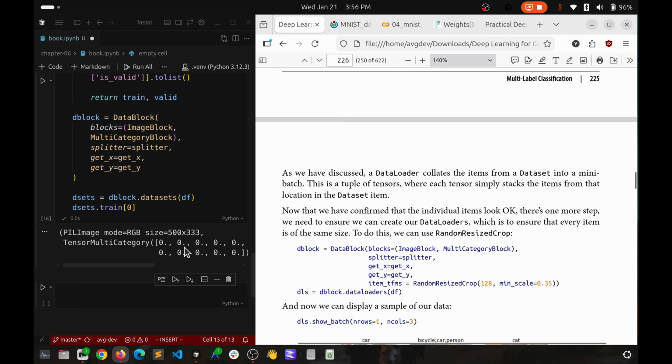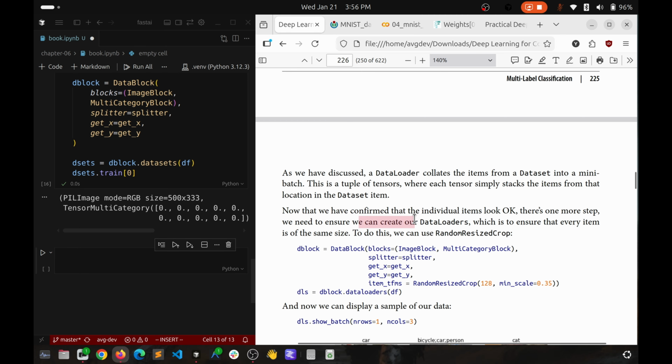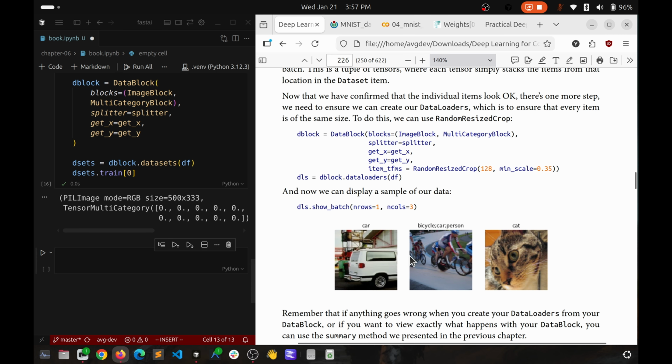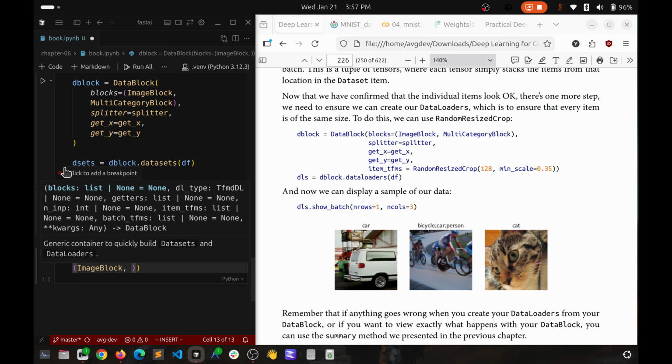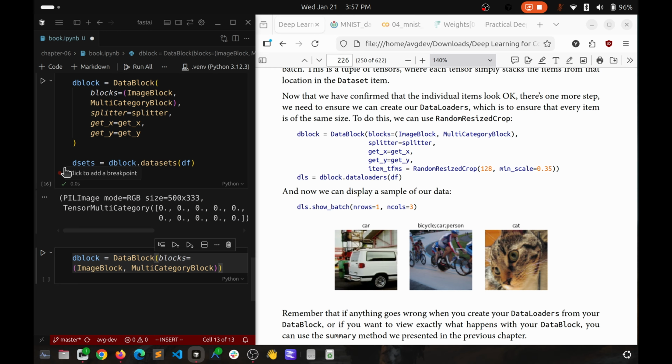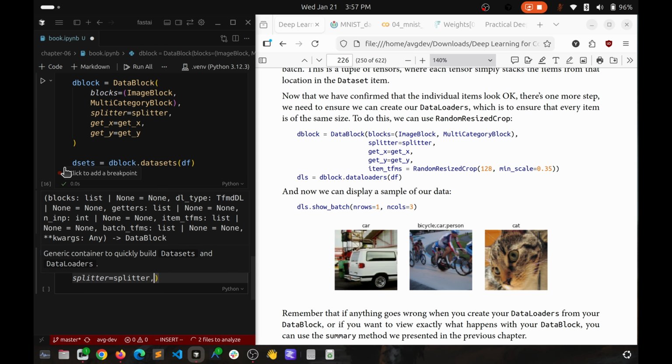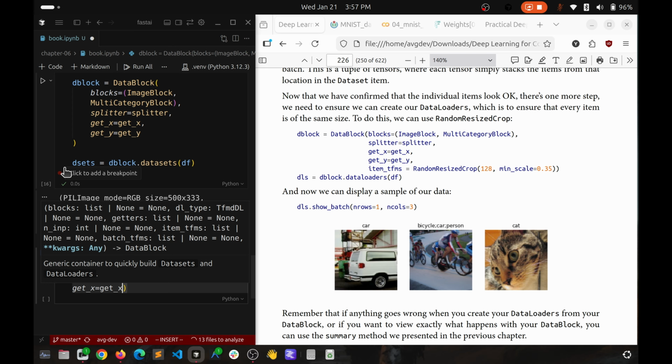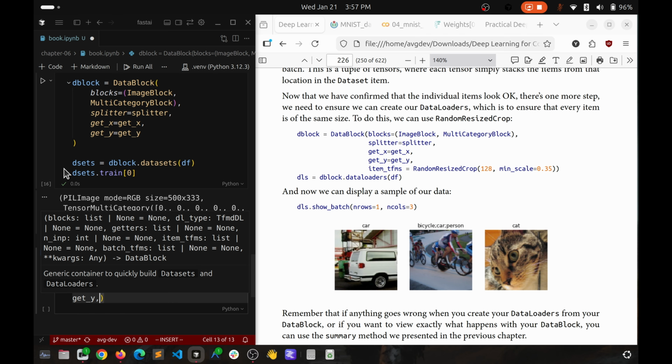Okay, so random resize crop is going to ensure that all our images are the same size, just like before. Cool. So dblock is going to be DataBlock. Again, blocks is going to be ImageBlock class, MultiCategoryBlock class, and then we are going to provide the splitter implementation. We're going to provide get_x. We're also going to provide get_y, and then the item transforms.